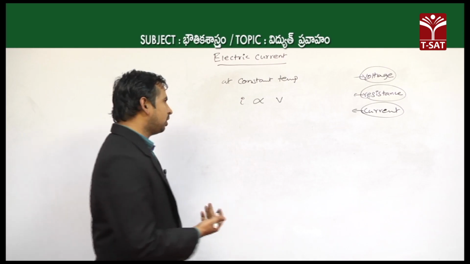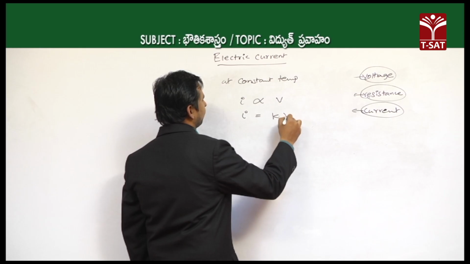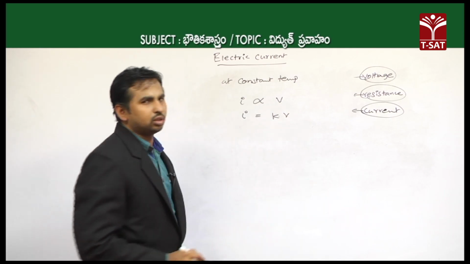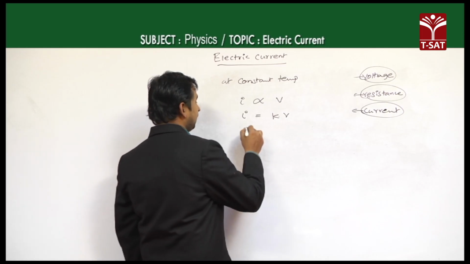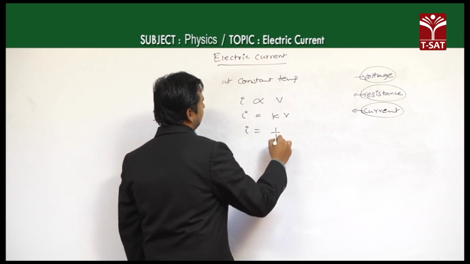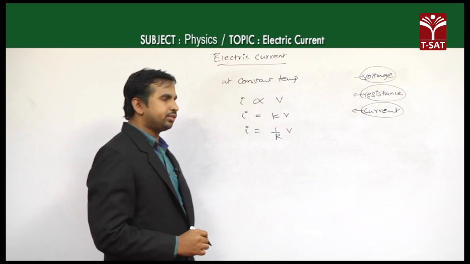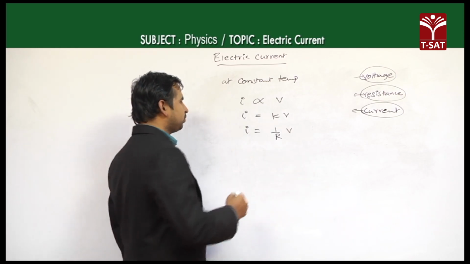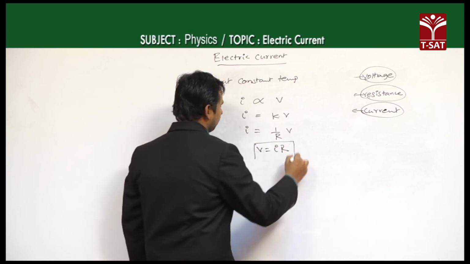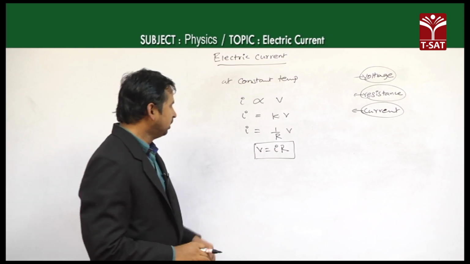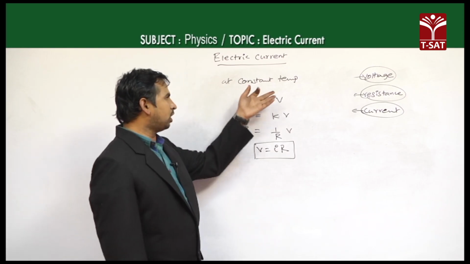That is the meaning of Ohm's law: more voltage, more current; less voltage, less current. From this we can write I proportional to V, and taking out that proportion, a proportionality constant comes. That constant we call conductivity, which is the reciprocal of resistance, K is equal to 1 by R. From this we can write V is equal to IR. So this is about Ohm's law.